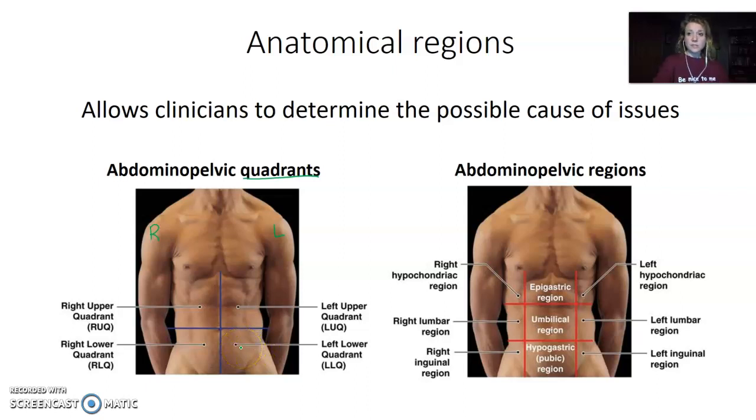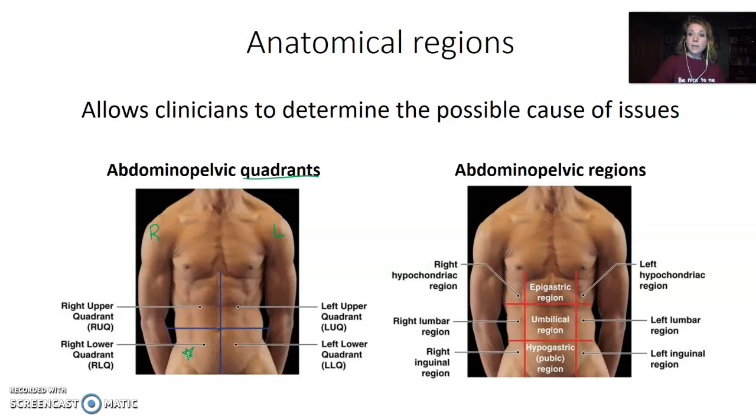And this is going to give clinicians kind of an idea of what organ is affected. So if a patient comes in and they're claiming pain in the right lower quadrant, well, since the clinician knows which body organs exist in the right lower quadrant, they're able to start to think about what diagnostic tests need to be done. If something is happening in the right lower quadrant, the very first thing that's kind of screaming out is appendicitis.